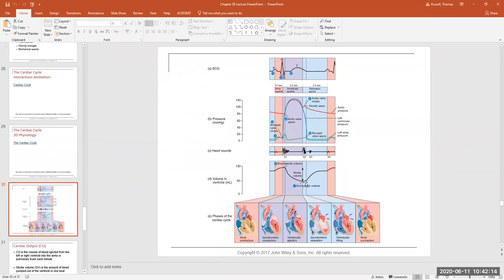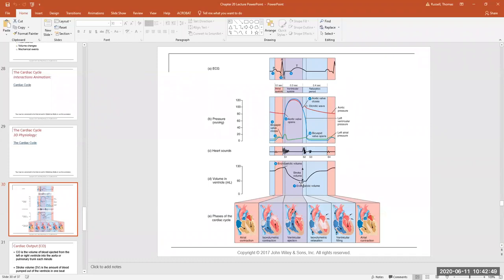So let's go over what's going on here, all right? First of all, I like to start in the middle of the chart, where we have what's called ventricular filling. Notice right here, this is a volume of blood in a ventricle. Notice right here, the ventricle just finished contracting, and thus it ejected its blood out into an artery. And since this is the left side of the heart, it went into the aorta.